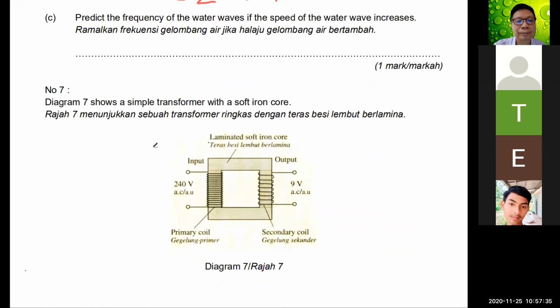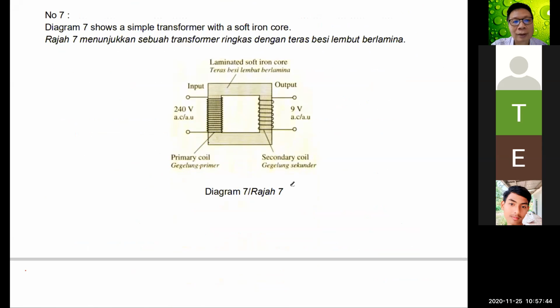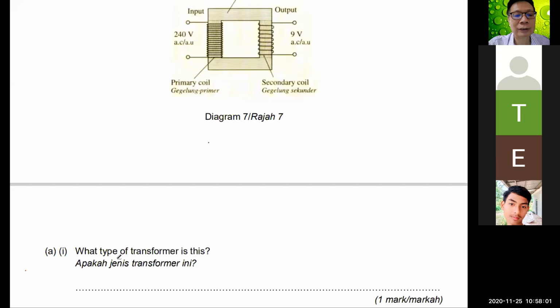Okay, next. The diagram shows a simple transformer. This is a transformer, with a primary coil and a secondary coil. The primary coil has 240 volts, and the output at the secondary coil becomes 9 volts. So it steps down.